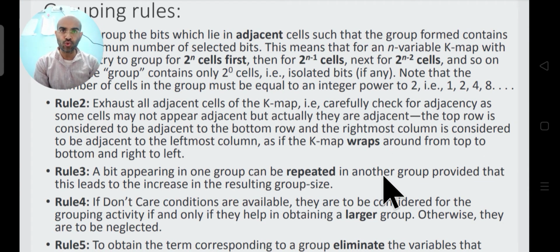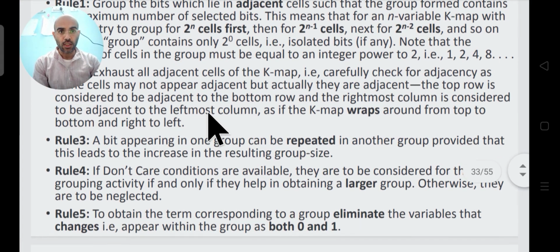So the leftmost row is adjacent to the rightmost row, and also the topmost row is adjacent to the bottom row. You should keep this in mind as well. And because of that, when you fold them, all the four corner cells will also be adjacent to each other. So this is a little tricky. That is why I have told you that if you are doing K-map for the first time, then things look a little tricky to you. But if you apply the rules properly, then it is very easy. It's not difficult.